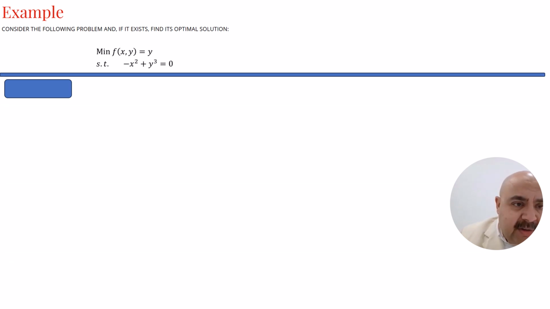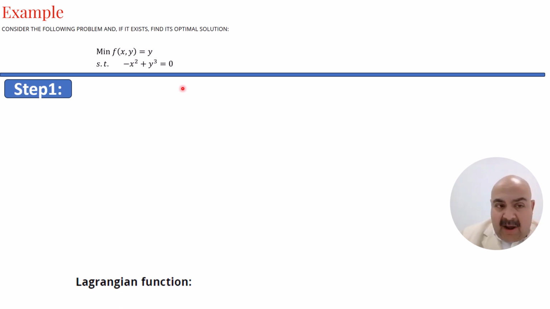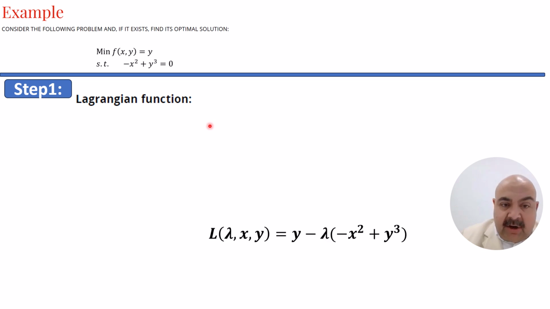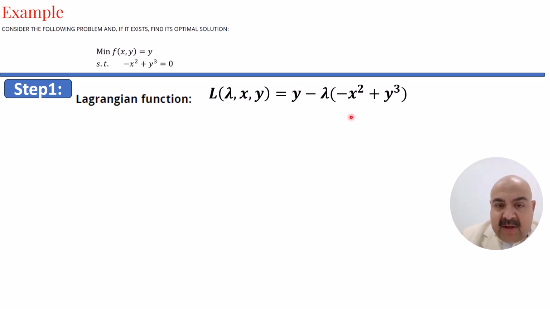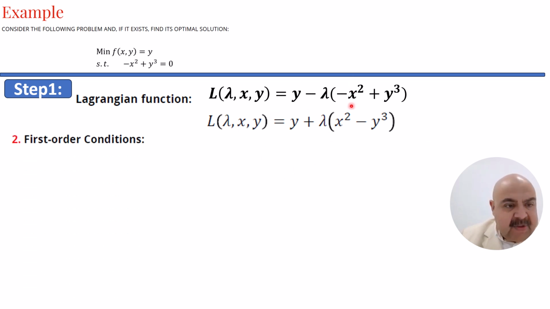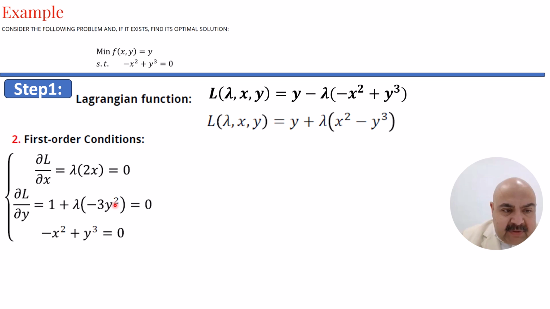So now consider the following problem: minimizing f of x, y equal to y subject to negative x squared plus y cubed equal to 0. So all I have to do, step number 1, is to put the Lagrangian function. Here is the f, and that's the constraint. Exactly like before, that's the Lagrangian function, as I told you all the time here. So getting the first order derivatives, which is going to be differentiating L with respect to x, and differentiating L also with respect to y, using the constraint as you can see.